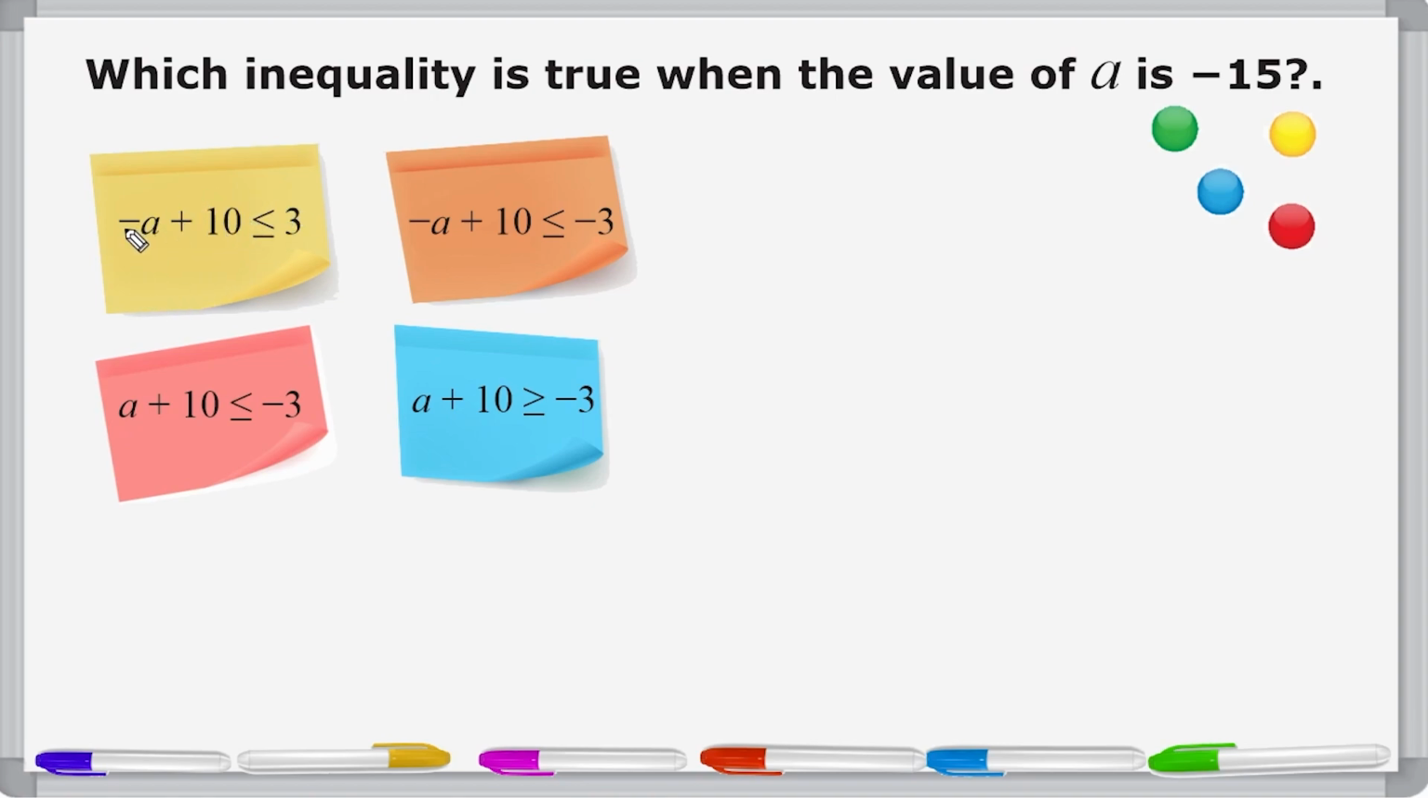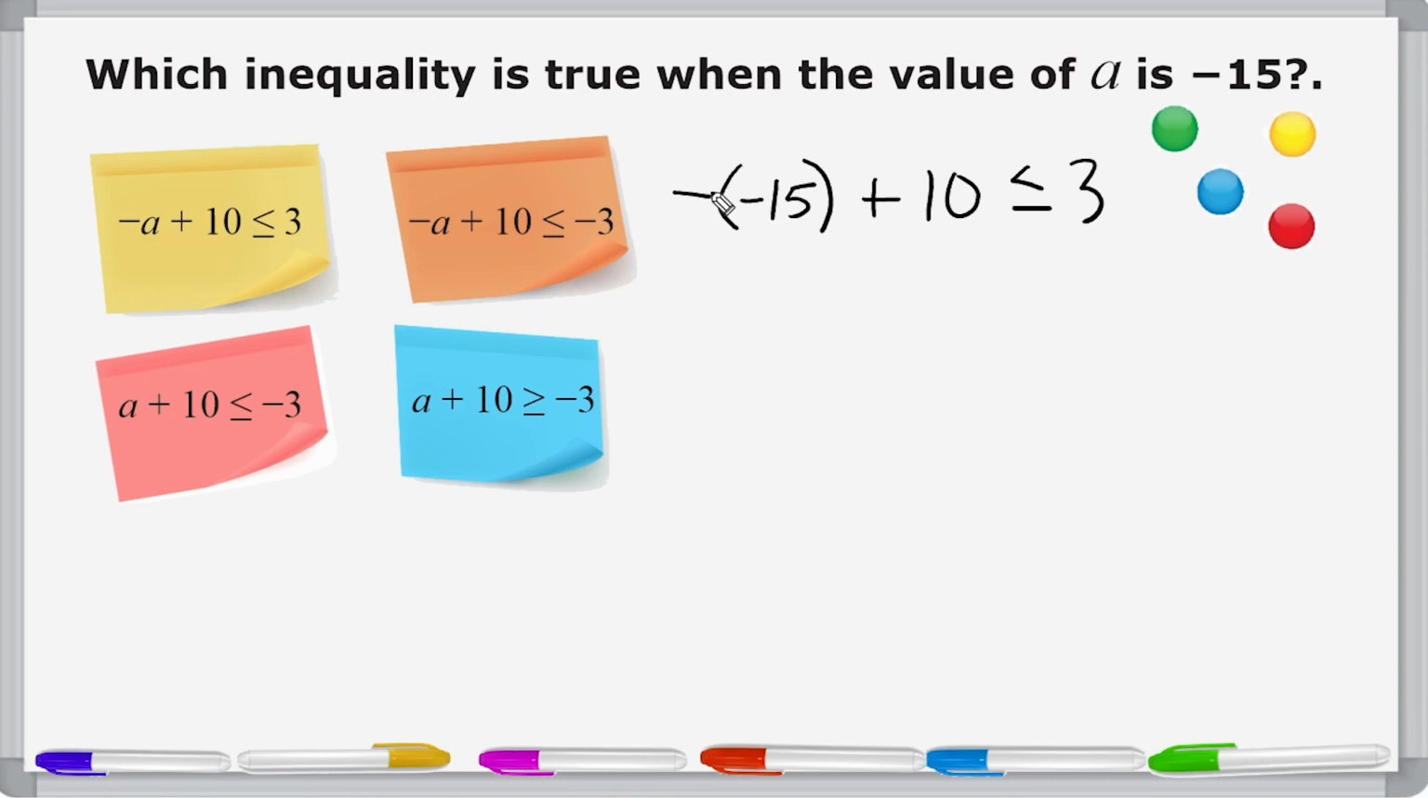So we have negative a, but we're going to replace a with parentheses for now and write the rest of our inequality, which is plus 10, is less than or equal to 3. All right, now where the a was, we're going to substitute it with negative 15. Now we have to remember that when you have the opposite of a negative, or when you're multiplying a negative by a negative, you have to turn that sign positive.